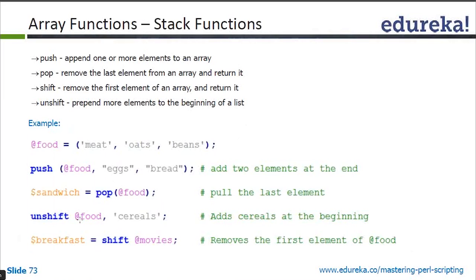Unshift, if you do the unshift, it will prepend. It will add more elements to the beginning of the list. So add cereals at the beginning, so it will become cereals and then meat, and then eggs, bread, whatever it is. And when you do shift, it will remove the first element from the array. You can even store the output in a scalar variable. So it will remove the first element of food, whichever is cereals, and store it in breakfast. So breakfast equals cereals. That's how it works.